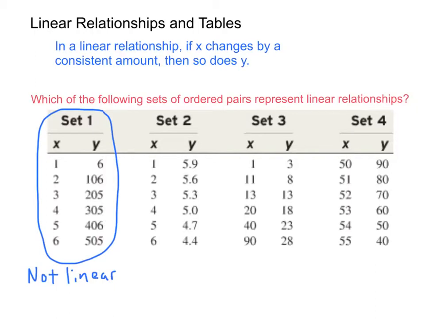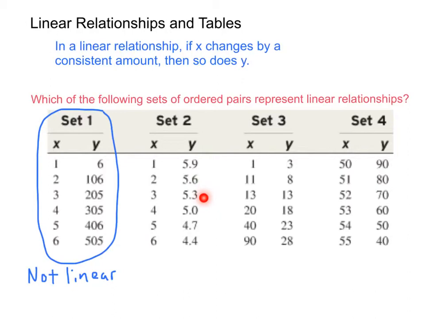Now let's look at set number 2. Again, x goes up from 1 to 2 to 3 to 4 to 5 to 6, so that goes up by a consistent amount of 1 each time. Let's look at what happens to y. Y goes from 5.9 to 5.6, so it went down by 0.3.